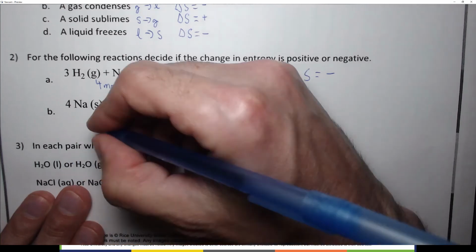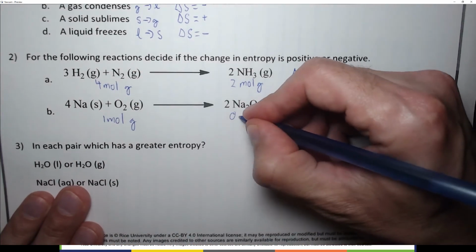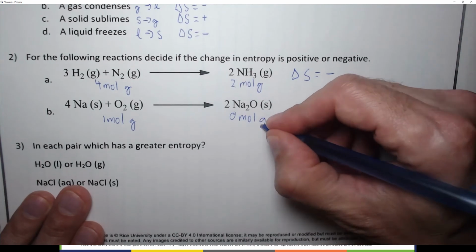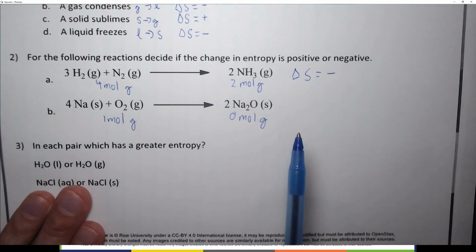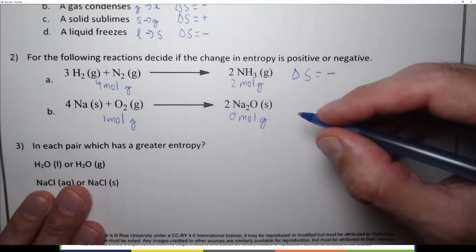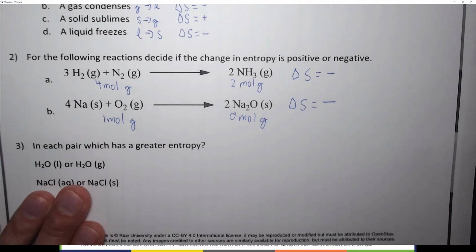Let's look at this one. On this side, we have 1 mole of gas. And on this side, we have 0 moles of gas. So we went from 1 mole of gas to no moles of gas. This has more randomness. This has less randomness. So again, delta S is negative.